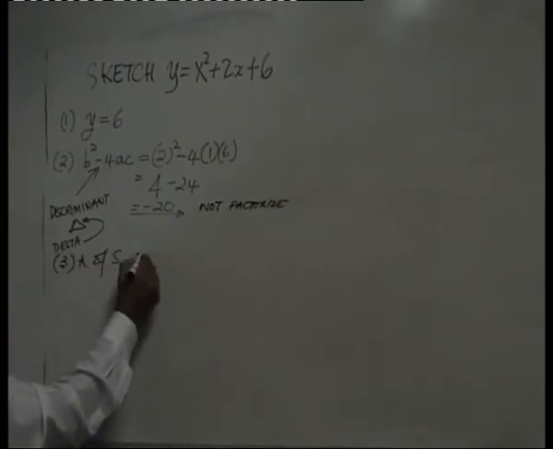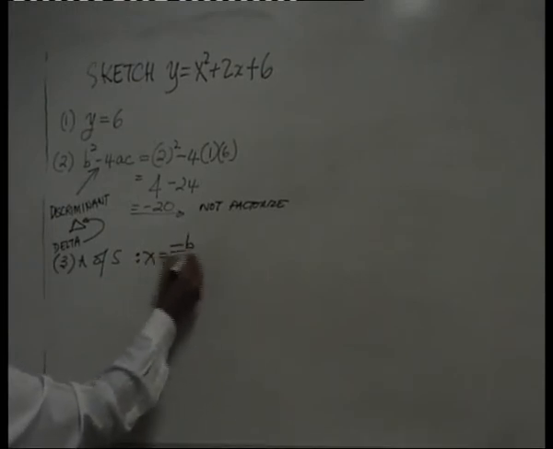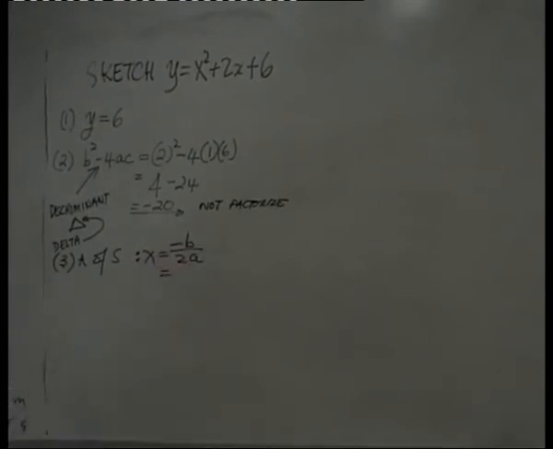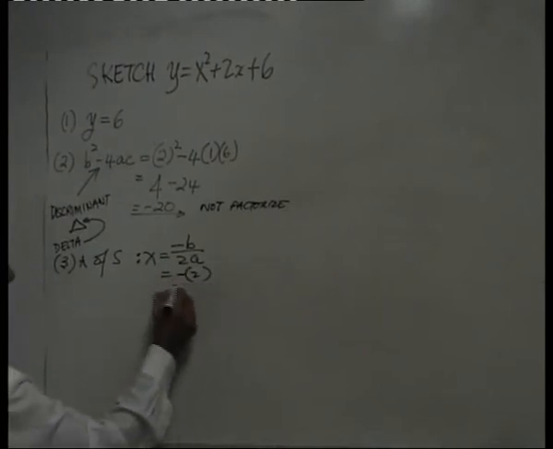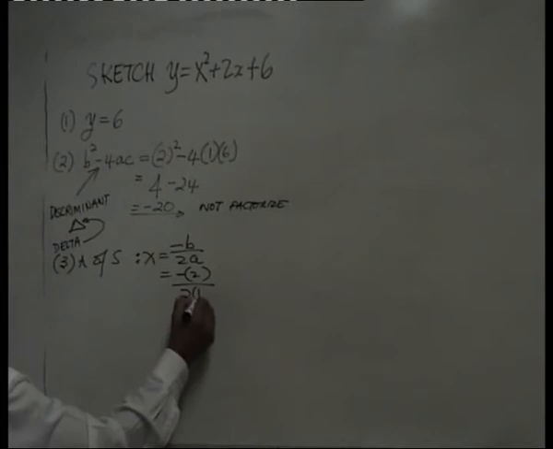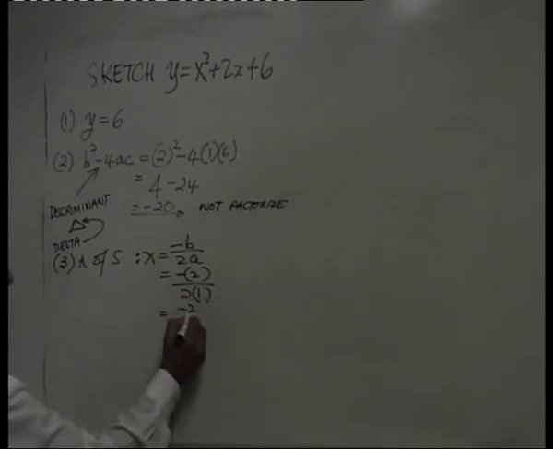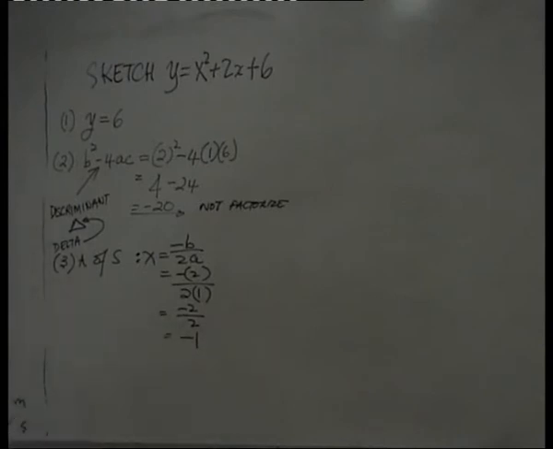Then we move on to finding the axis of symmetry. X is equal to negative b over 2a, which will give us negative into 2 all over 2 into 1, which will give you negative 2 over 2, which will give you negative 1.